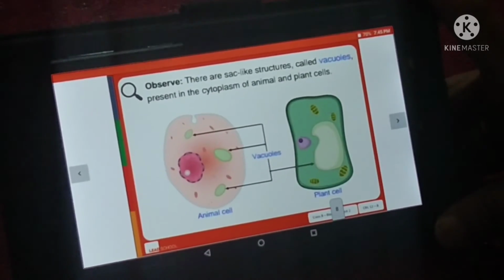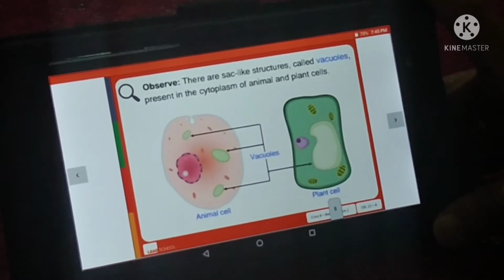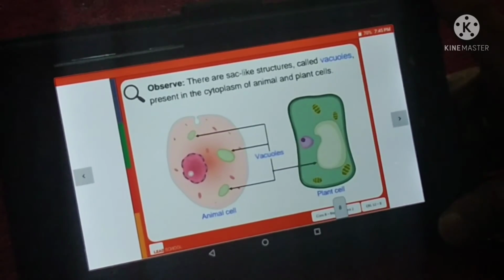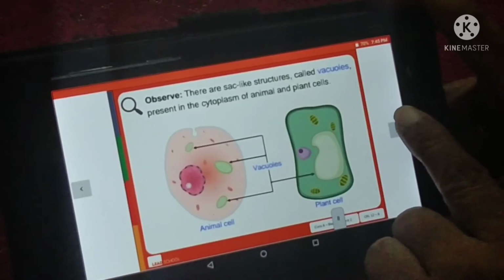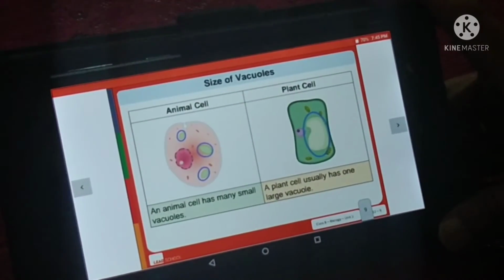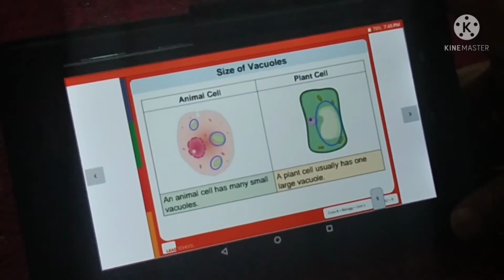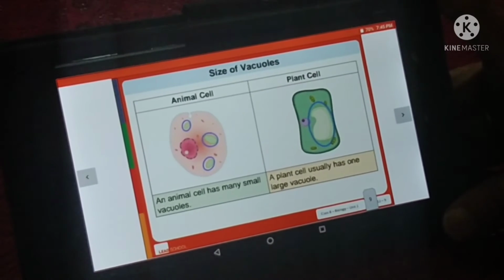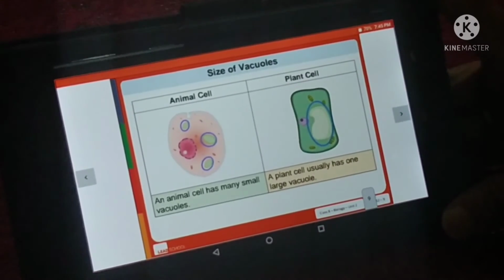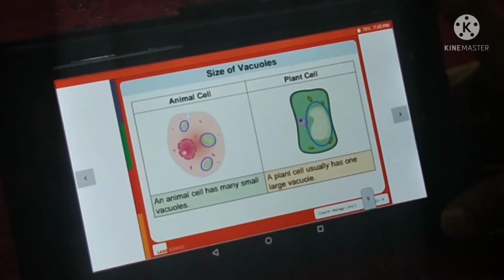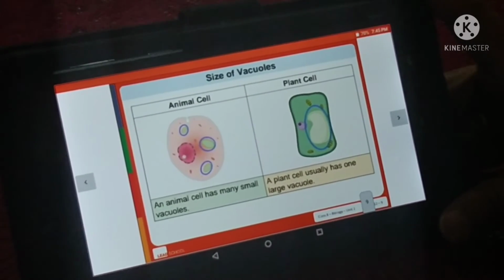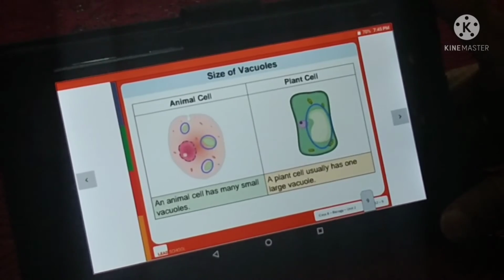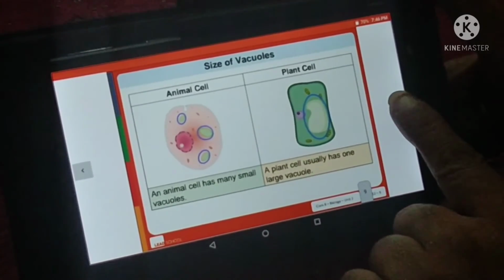There are sac-like structures called vacuoles present in the cytoplasm of animal and plant cells. Size of vacuoles. An animal cell has many small vacuoles, while in a plant cell, usually one large vacuole is present.